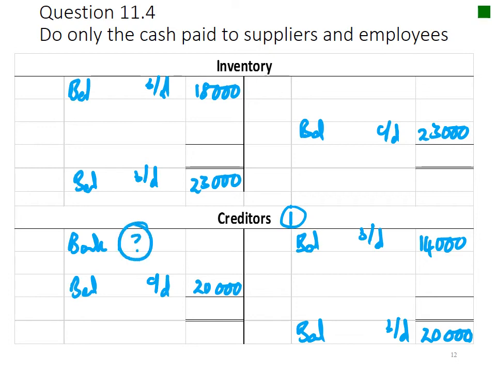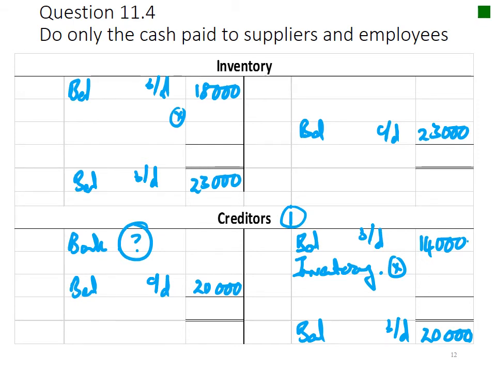So we need to reconstruct the inventory account so that we can find out how much the purchases were of inventory on credit during the year. So if we know this amount, we need to find out what this amount is. Okay, so we've got to work out what the bank amount is. First of all, it means we have to go back then and find out how much inventory was purchased on credit.